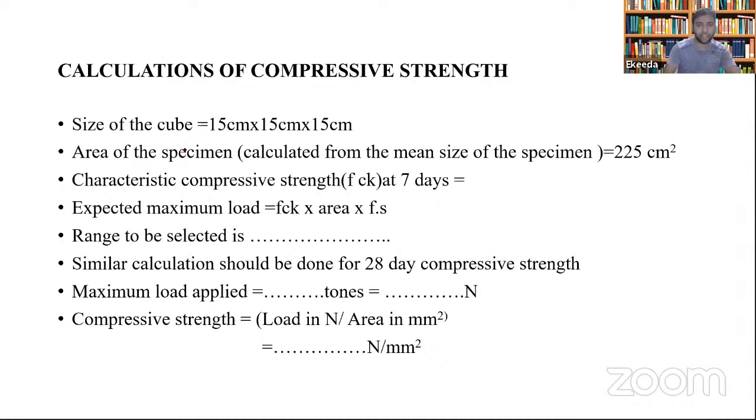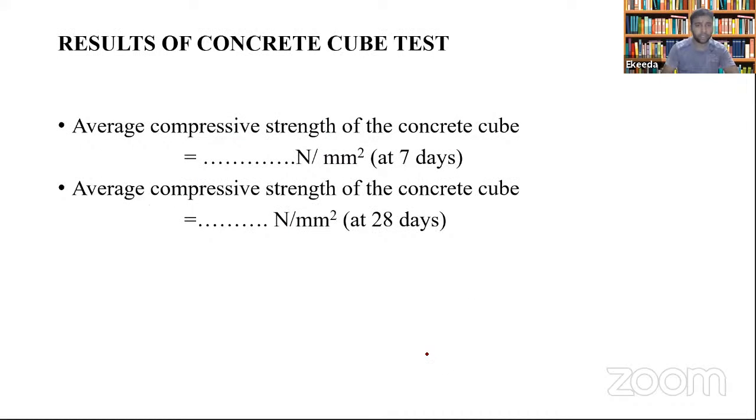Now here I had written that the size of the cube is 15 into 15 into 15. The area of this specimen is 15 into 15, that is 225 centimeters square. Now if we have to find the compressive strength at 7 days, we just divide the load by the area so that we can get the compressive strength of that concrete. Clear?